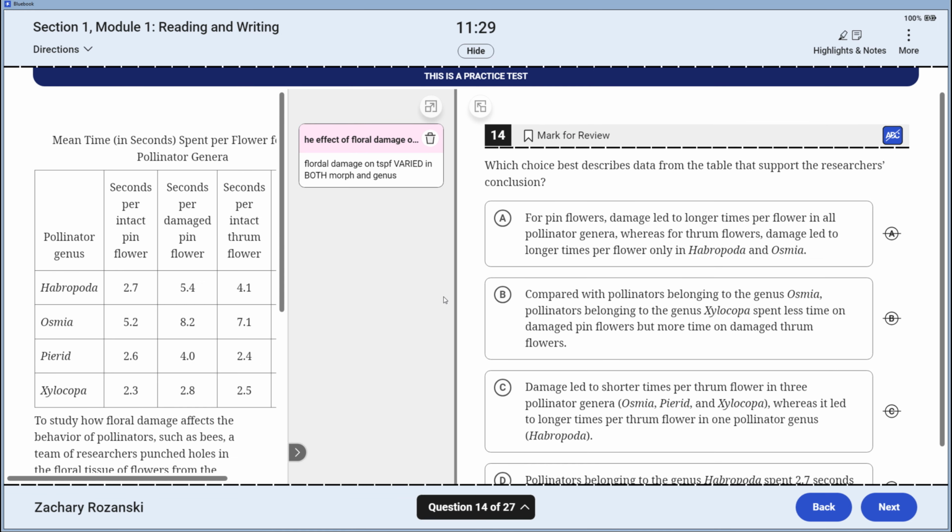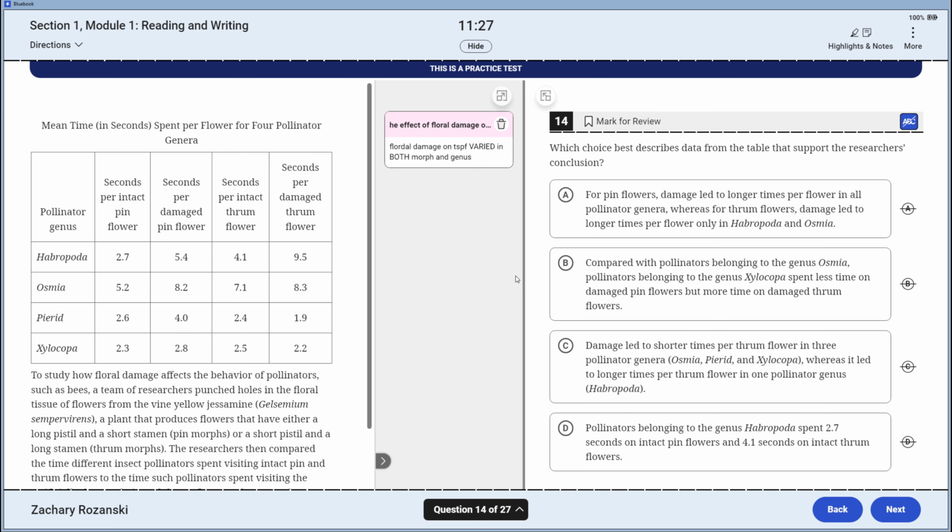Looking at A, for pin flowers, good start. We're engaging with one of them. Damage led to longer times per flower in all pollinated. So damage led to longer. So for pin flowers, is this column bigger than this one? Yes, yes, yes, yes. True.